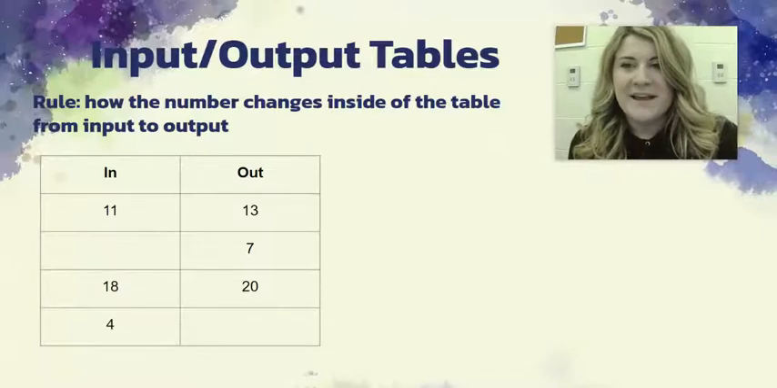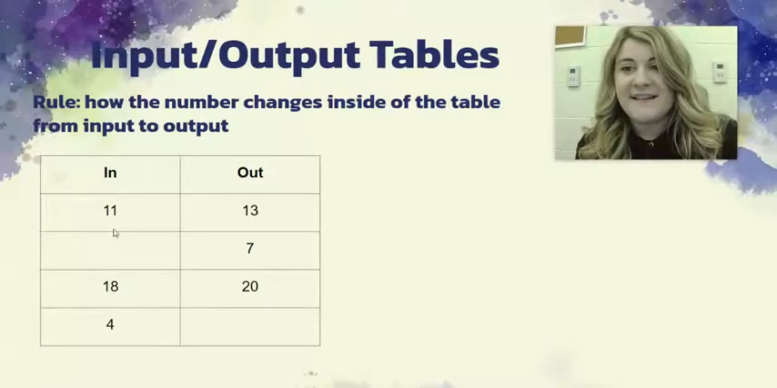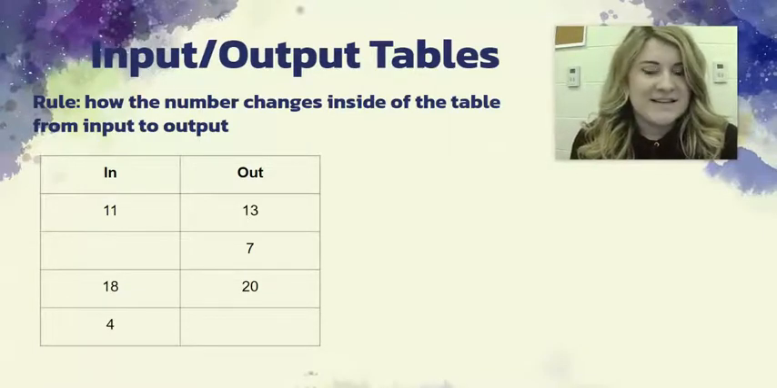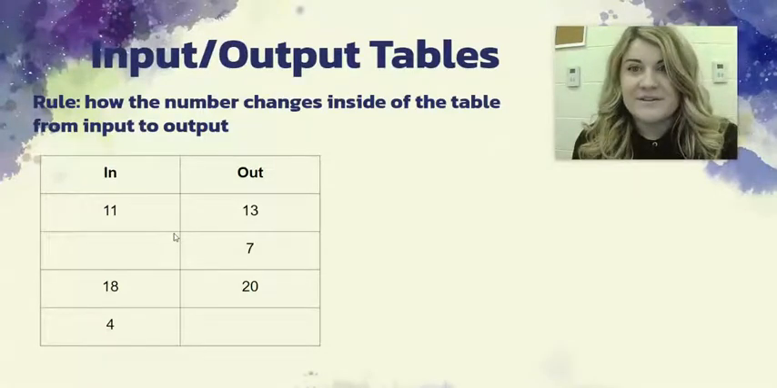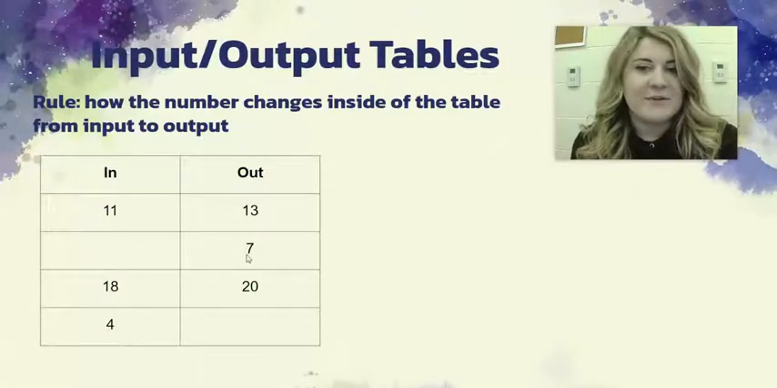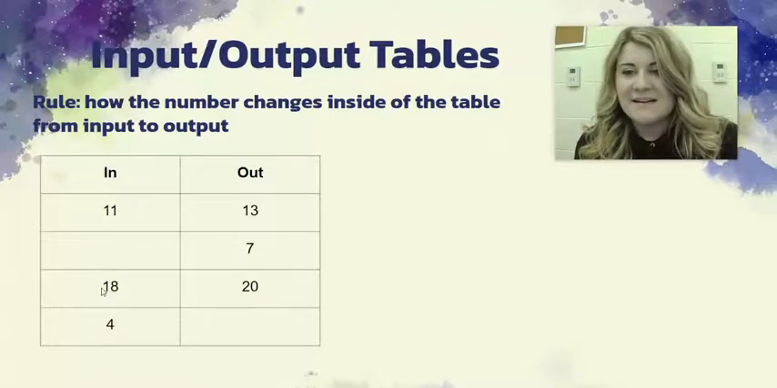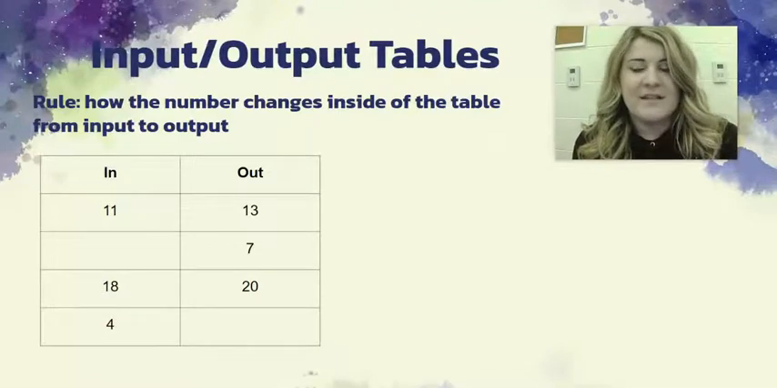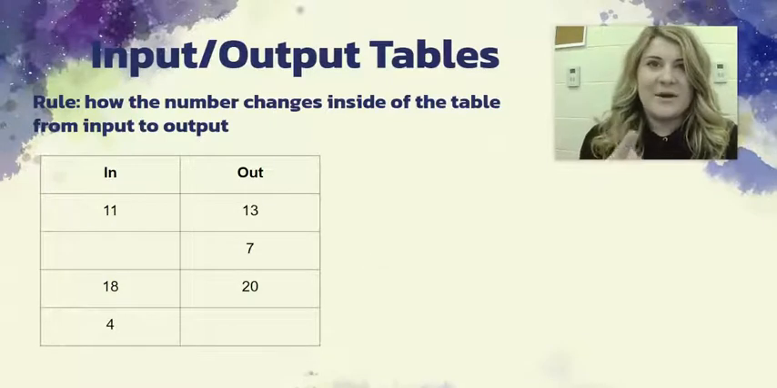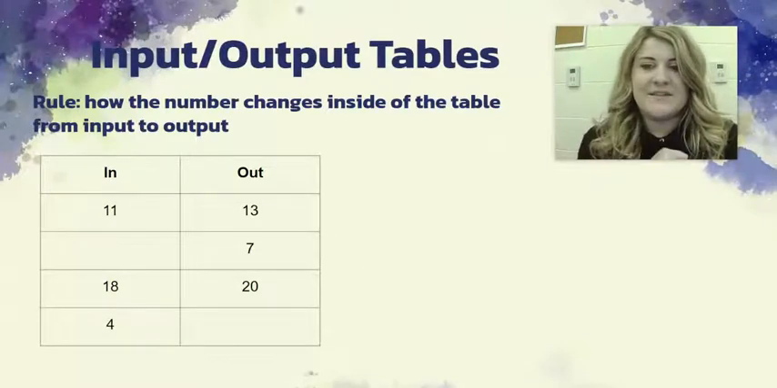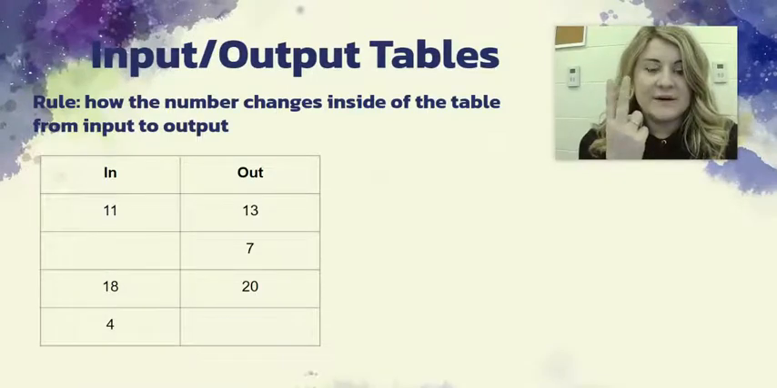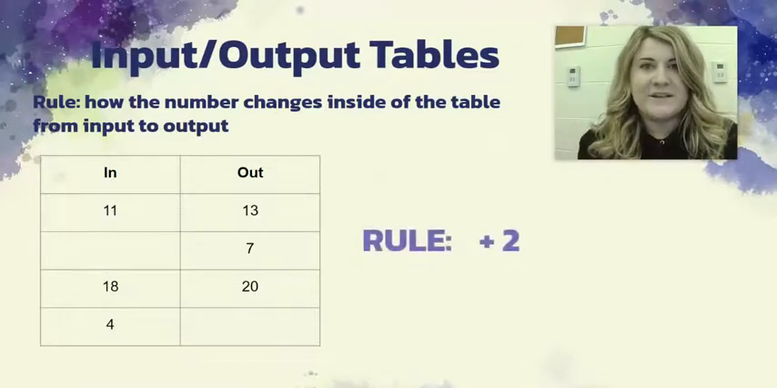Okay, this one is going in as an 11 and coming out as a 13. So we're getting bigger, so we know it's going to be either adding or multiplying. Down here, we're looking at 18, and it's coming out as 20. So let's figure out how many it takes to get from 11 to 13. 11, 12, 13, plus 2. Let's see if that works for 18 to 20. 18, 19, 20. Yes, it does. So our rule is plus 2 here.